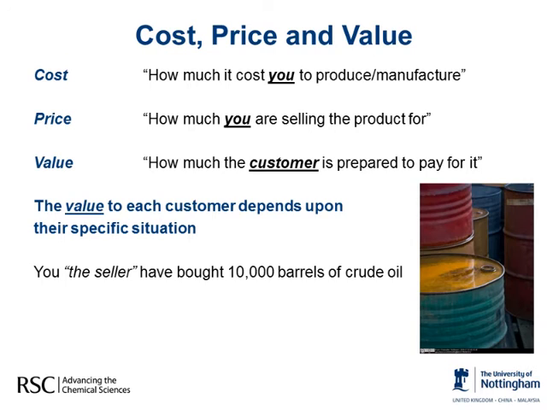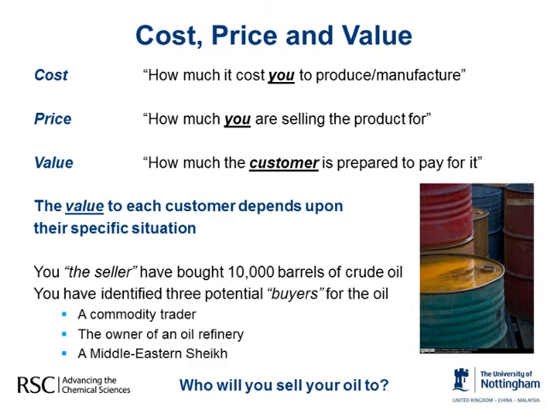Here we have a worked example. You are the seller and you have bought 10,000 barrels of crude oil. You have also identified 3 potential buyers for your oil: a commodity trader, the owner of an oil refinery, and a Middle Eastern sheikh. And I'm going to ask you who you would sell your oil to.